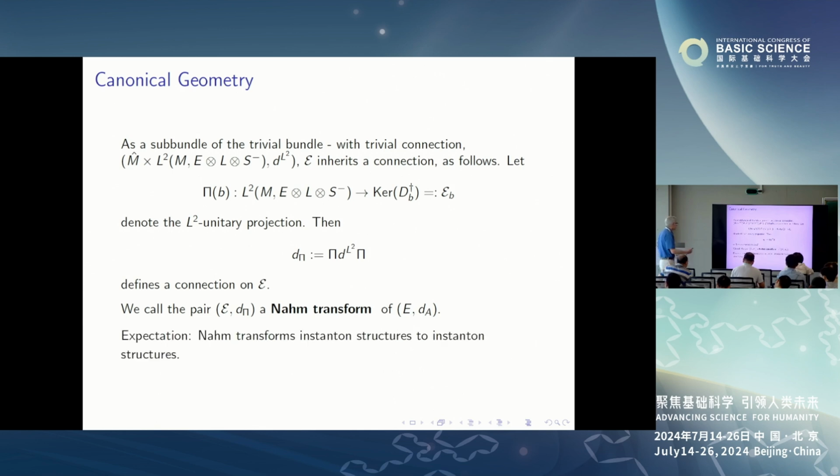And the expectation, what you're always trying to prove when you play this game, is that the Nahm transform takes an instanton, a bundle with instanton connection, to a bundle with instanton connection. I fudged it here, talked about instanton structures, because typically you have to leave slightly the familiar realm of vector bundles a little bit to see what's going on.